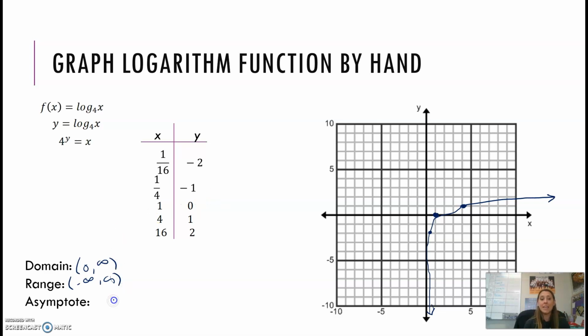Then my asymptote is going to be the y-axis, a vertical asymptote. So we're going to have x equals 0, because no matter what my y value is, my x is always going to be 0. And that is how you write the equation of an asymptote when it's a vertical asymptote. So it's going to be x equals 0. Okay, so that was a really quick recap on graphing. We are going to practice this more in class. If you have questions, please come to class with questions. It's really amazing when you guys do that.